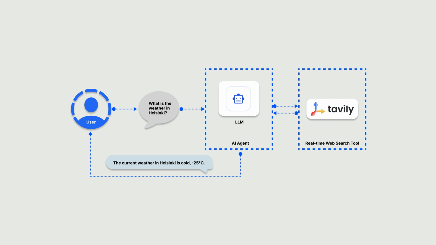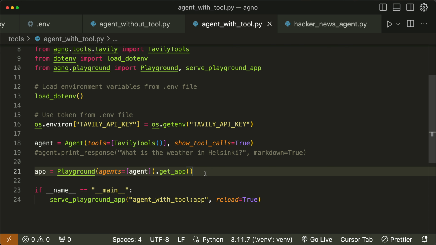So let's illustrate what we just did in this example. We have a user asking about the weather in a specific location. We have an LLM powering the AI agent. So we give the underlying LLM a Tavily tool to search the web for real-time information. So now what will happen is that if we run the file, we will be able to get the current weather information in Helsinki, Finland. Let's get back to the code and bring the terminal with Ctrl and backtick.